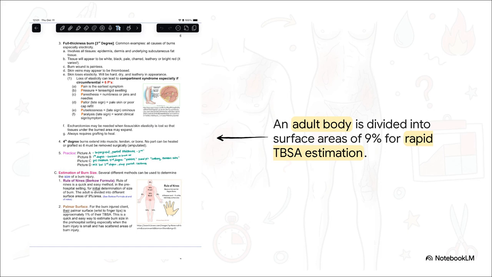So here's how it breaks down. The entire head and neck, that's 9%. Each full arm, from your shoulder all the way to your fingertips, is another 9%. The torso is split, 18% for the front, 18% for the back. Each full leg is 18%, and the genital area makes up that last 1%. It's a really slick way to quickly map out the burn and get a total percentage.